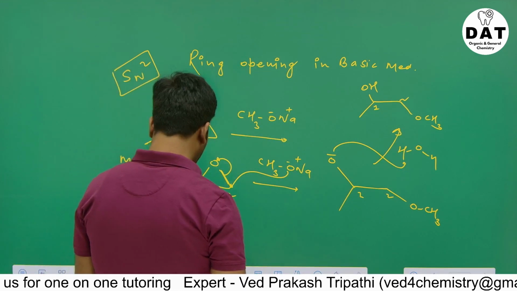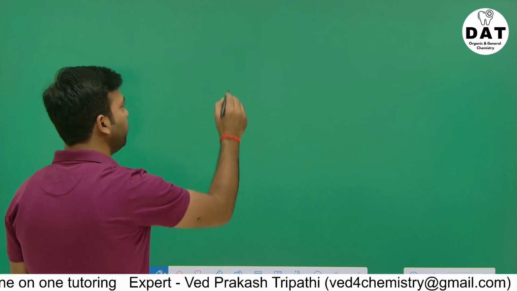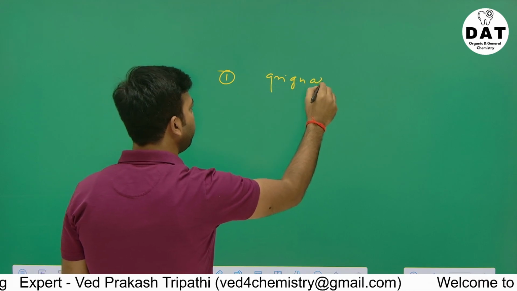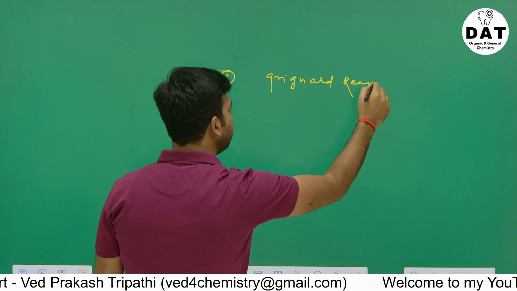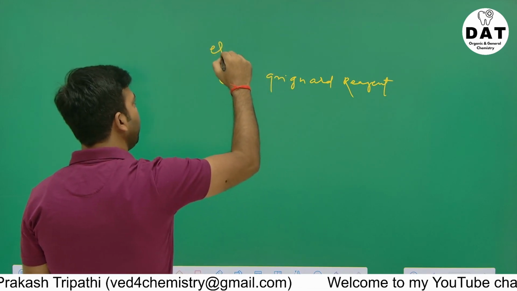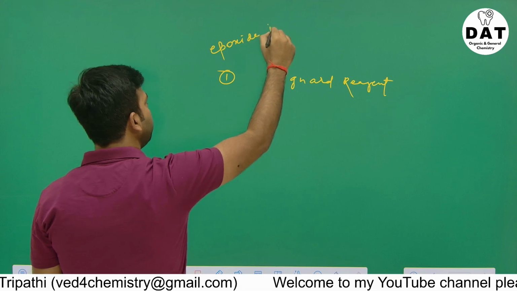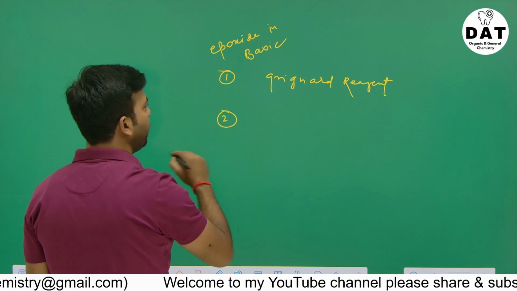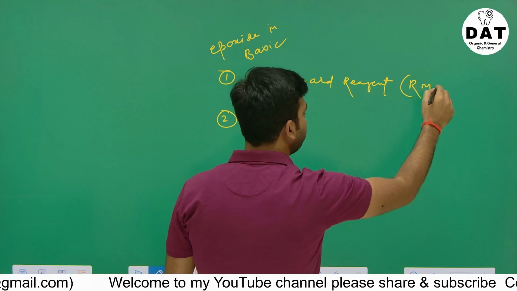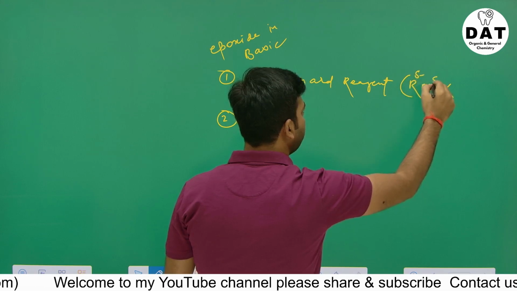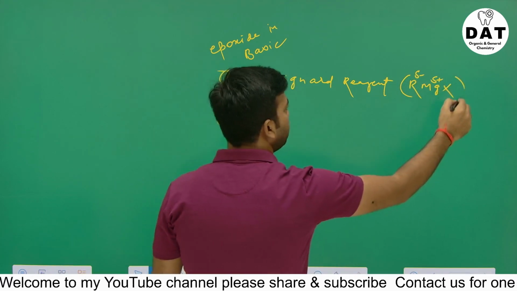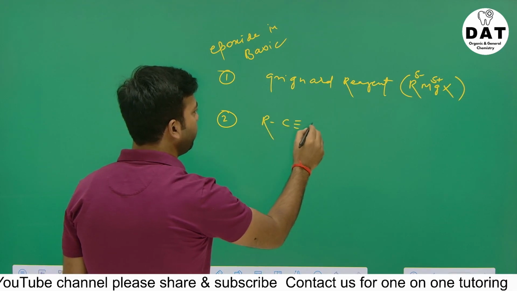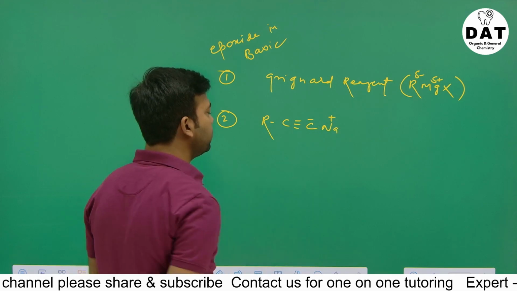So generally the most common basic medium reagents are, the very first one is the Grignard reagent, epoxide in basic. Second, Grignard is RMgX, where R is my nucleophile and this Mg is positive. Second one is acetylide. Acetylide means, suppose this one, C triple bond C minus, with any metal like this.